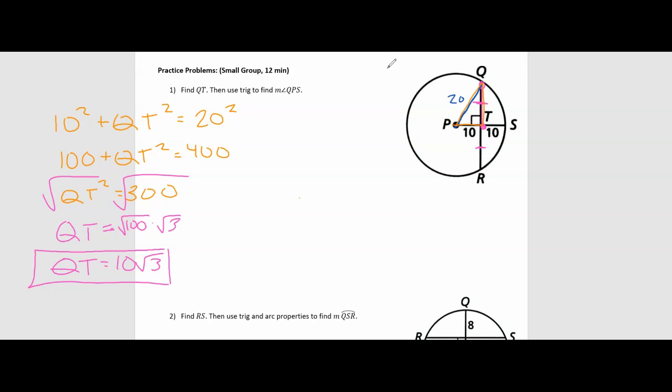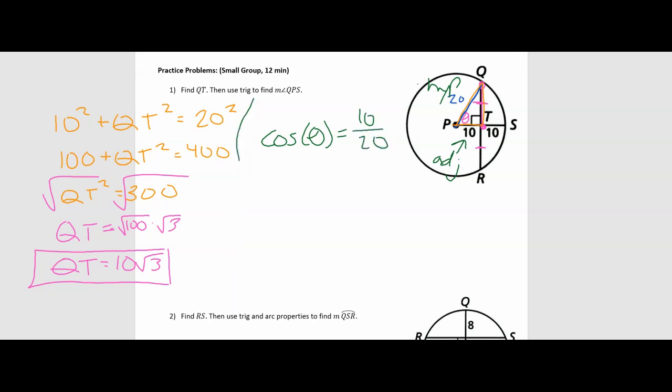Now we need to figure out the measurement of angle QPS. So I'm looking for this angle right here. Well, you can actually use sine, cosine, or tangent to figure this out, right? To figure out the missing angle measurement. I'm going to use cosine. So the cosine of theta is equal to adjacent over hypotenuse. 10 is the adjacent side. 20 is the hypotenuse. So I get 10 over 20.